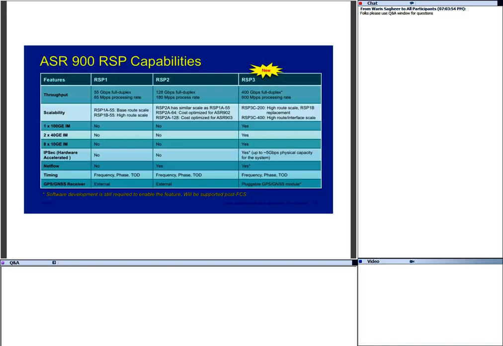Timing, so naturally we have supported good timing features: frequency, phase, time of day, be it in RSP1, RSP2, or RSP3, we have a good timing feature set. We have in fact lived up to that expectation. GPS receiver: in RSP1 and RSP2 it was an external one, and we have incorporated it as a module in RSP3. So these are some of the important highlights or capability differences between RSP2 and RSP3. Of course, there is no mention of how the 10 gig and 1 gig can be scaled here, but that's an additional advantage as well.